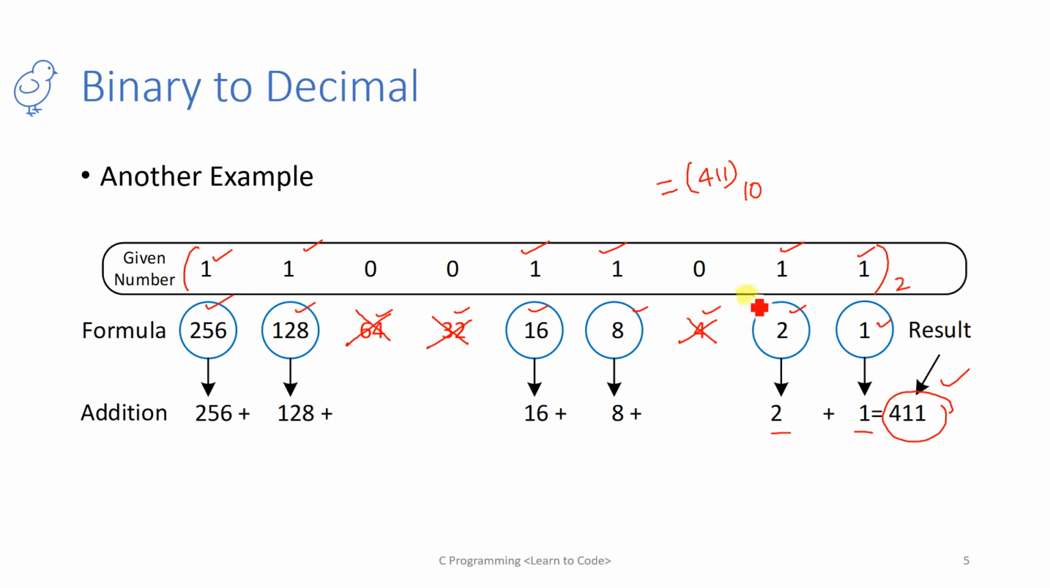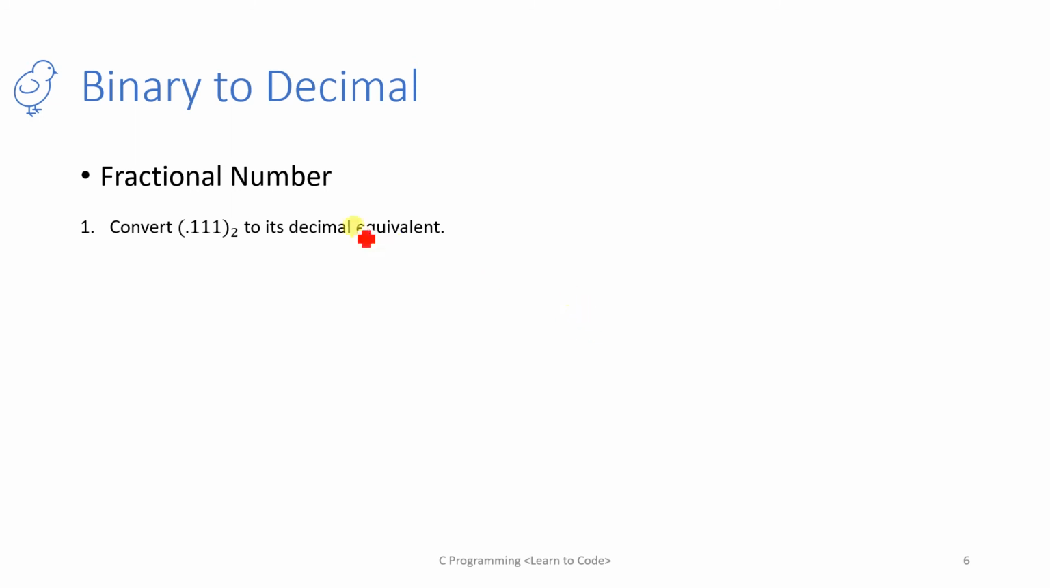Okay, I hope you understand the concept of how to convert a binary number to a decimal number. Let us now discuss what to do when a fractional number is given to you, that is, a number with a decimal point. Let us start with a simple one, that is 0.111. That means your given number is 0.111 and you want to find its decimal equivalent. This is a binary number.